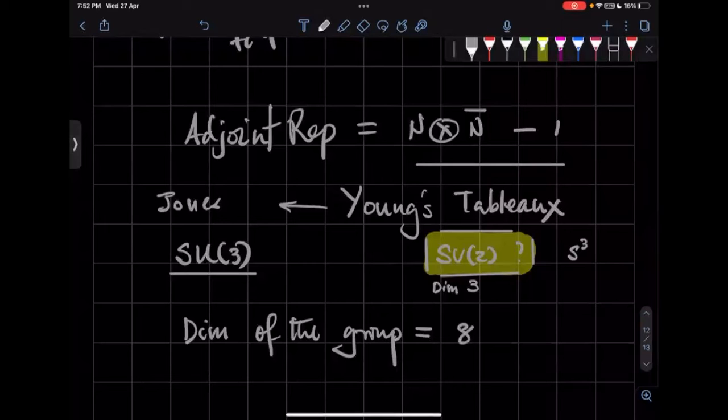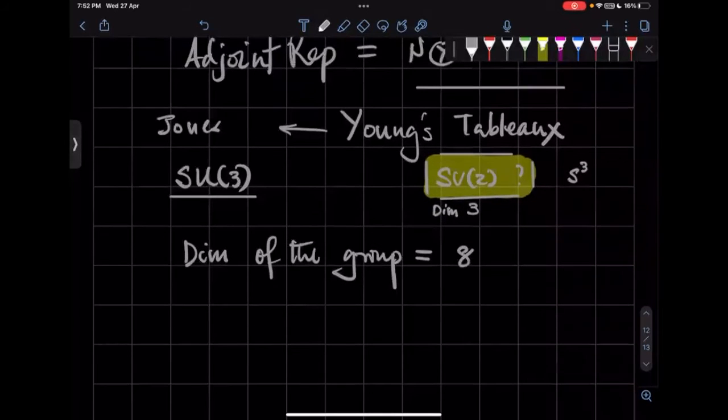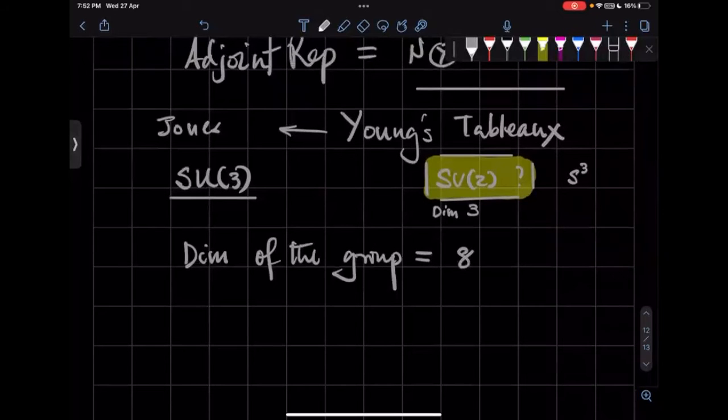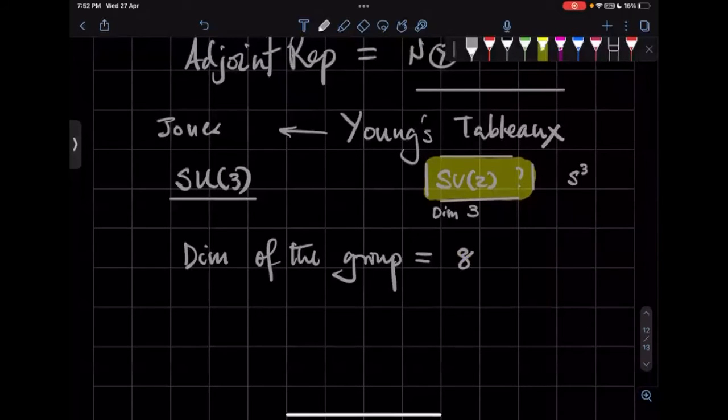Now, the next question you might have completely forgotten, but I'll ask it anyway. What is the rank of SU3? That is, what is the dimension of the Cartan subalgebra of SU3? Do you remember? For SU2, it was 1. We just chose J3. So you probably don't remember, but for SU3, it's 2.